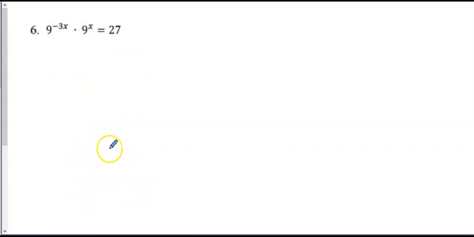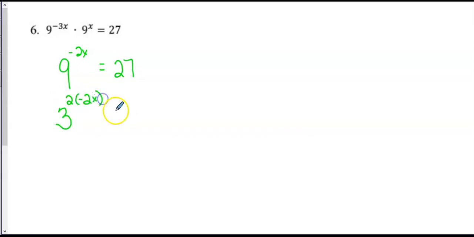So it gets a little bit trickier because here we have different bases, but I recognize that 9 is 3 squared and 27 is 3 cubed, so I can rewrite it so that the bases are the same. First thing I think I'll do though is combine these two exponents, and that's going to be 9 to the negative 2x equals 27. And then I'm going to rewrite 9 as 3 squared. And when I do that, the squared goes here and it gets multiplied times the negative 2x. And then I'm going to rewrite this as 3 cubed.